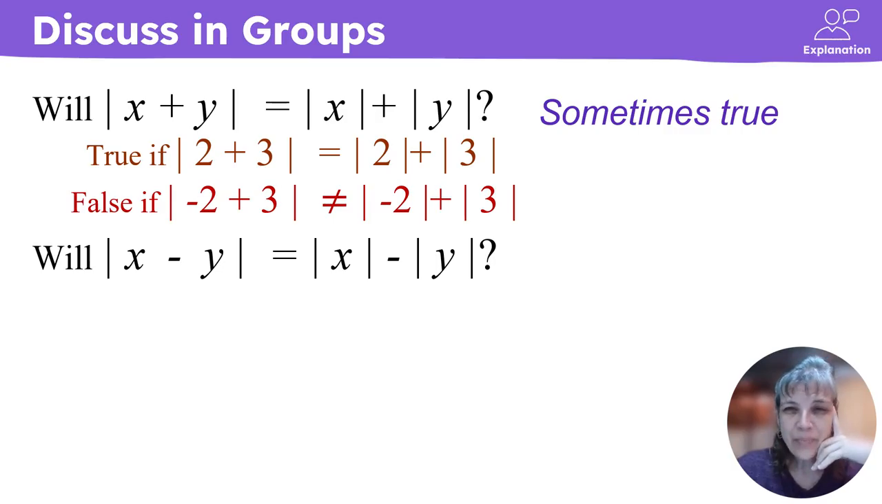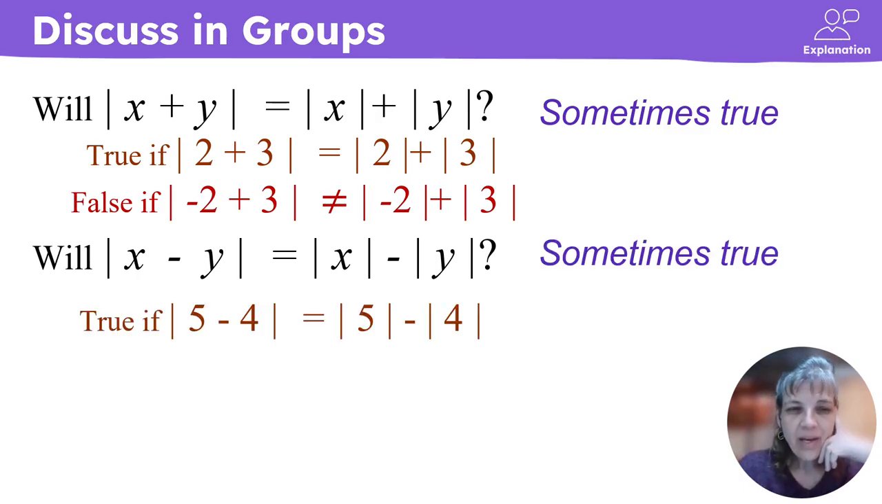How about the next one? If I have x minus y in a modulus equals the modulus of x minus the modulus of y, is that always true, sometimes true, never true? Hopefully you also said that that is sometimes true. Here's a simple example. If I put into the modulus x is 5, y is 4, then I'd have 5 minus 4. And that does equal modulus 5 minus modulus 4.